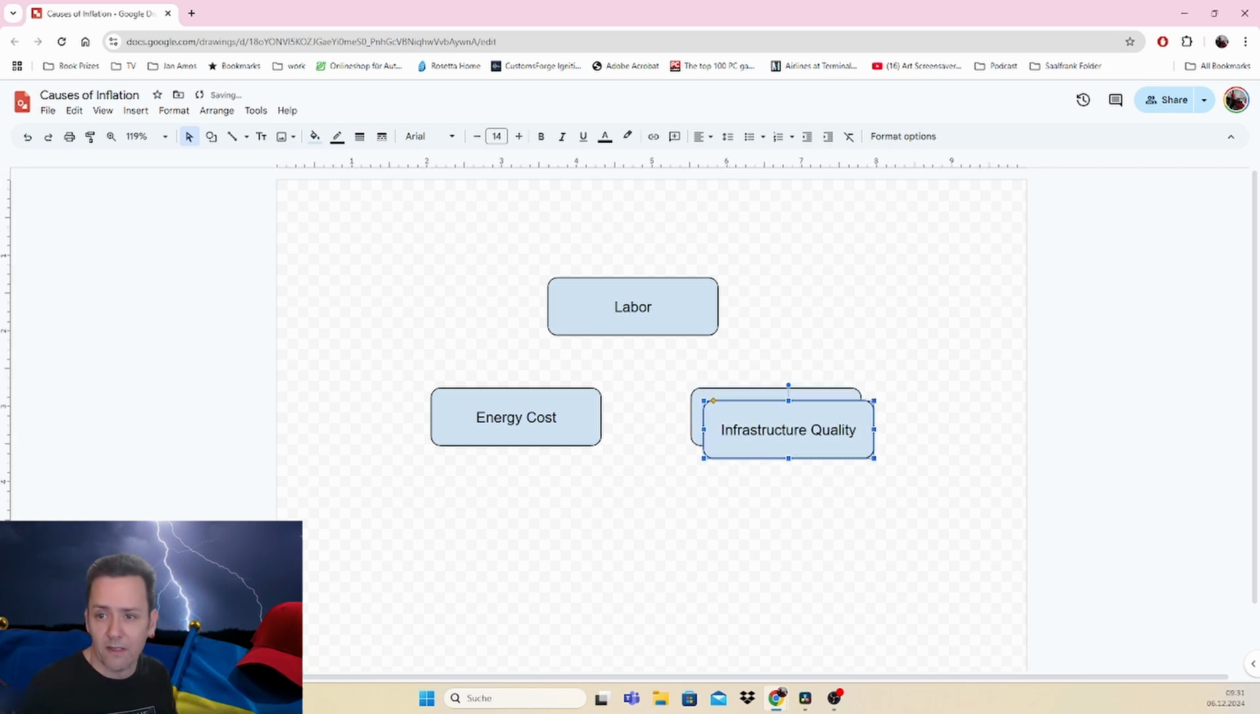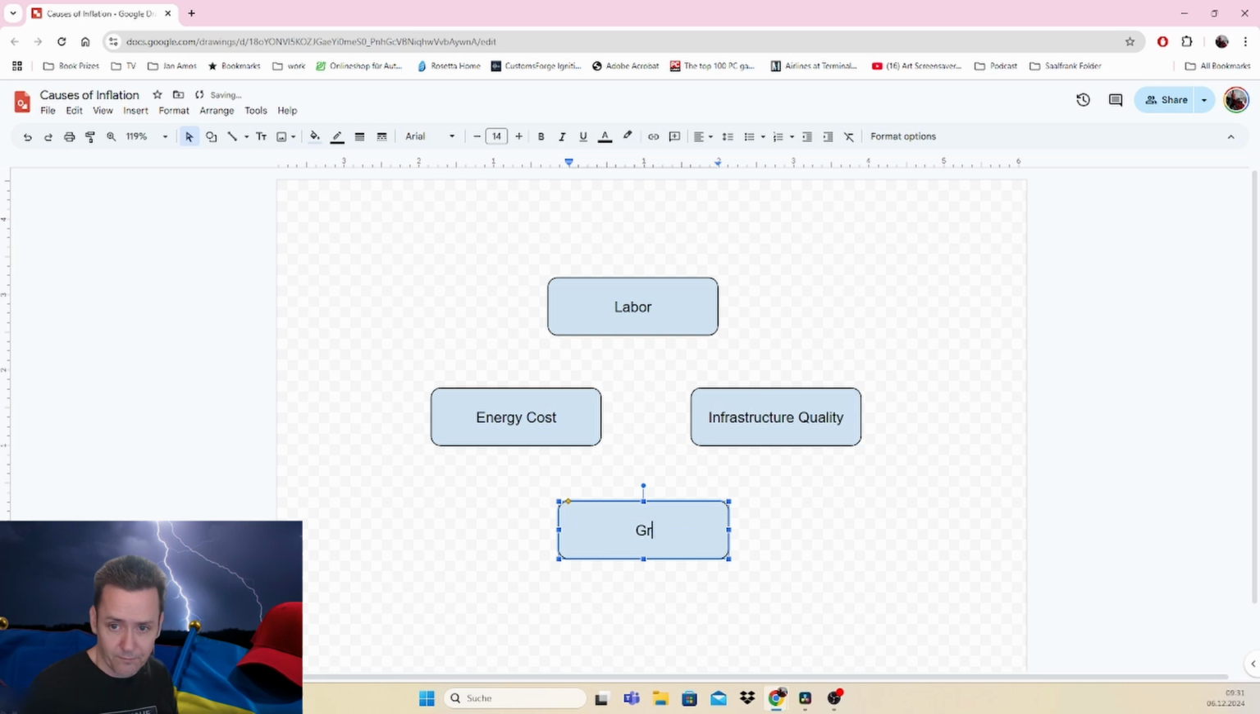The last one is greed. Right, so you could get into a situation where a given sector, right, just decides to become more expensive, right?